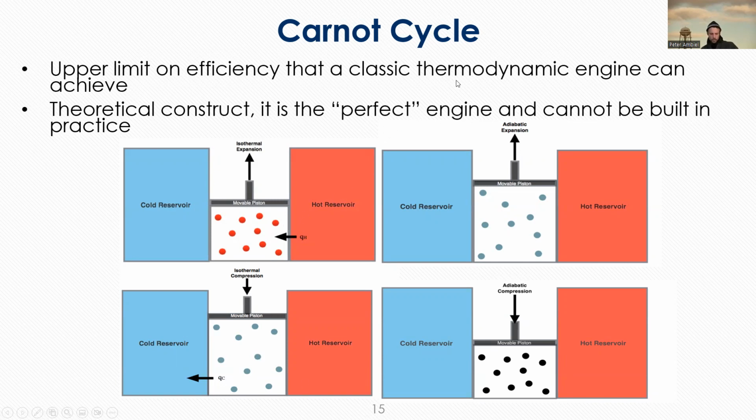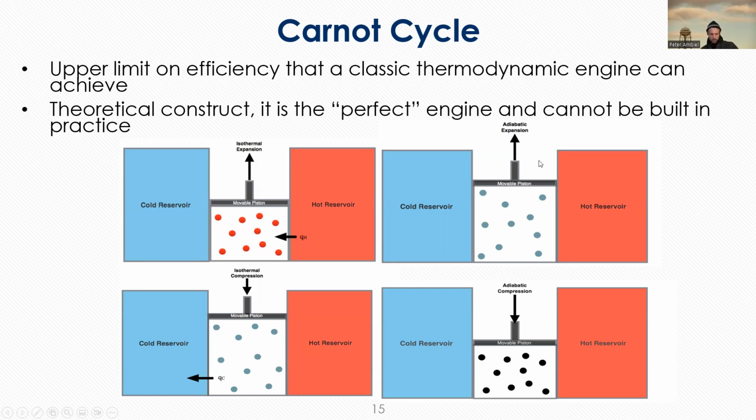The reason this is not really possible is that you can't get perfect isothermal and adiabatic expansion, or isothermal and adiabatic compression, in each of these stages. You're going to be constantly leaking heat across the system, and so you can't really build this type of system in practice. But we can take the concept of the Carnot cycle and apply it to some systems to try and extract as much energy as possible.